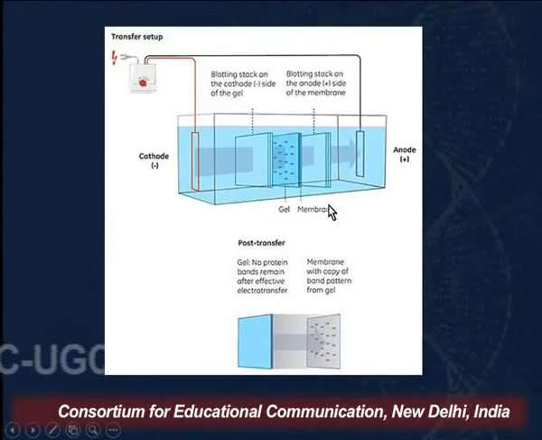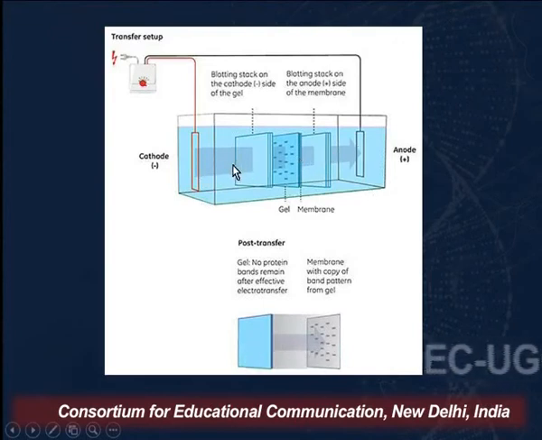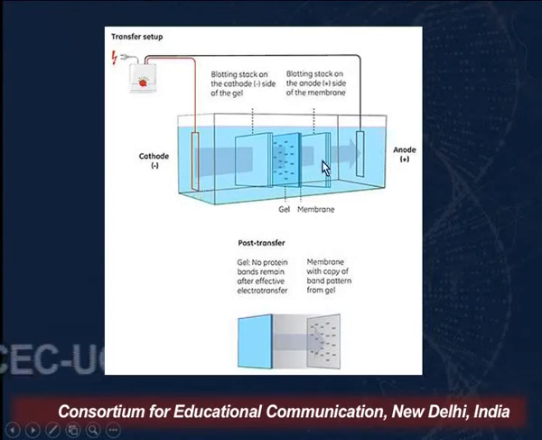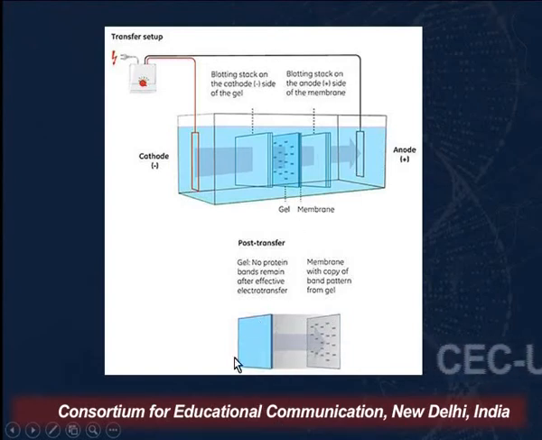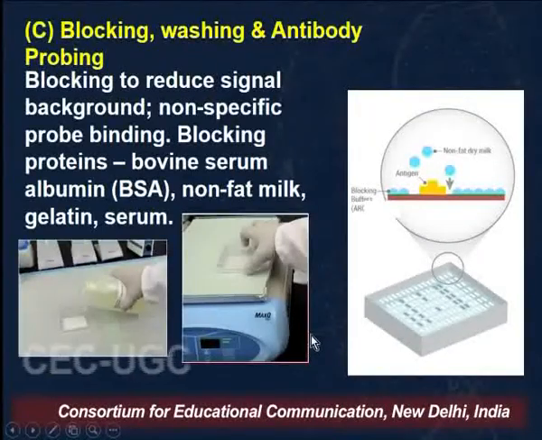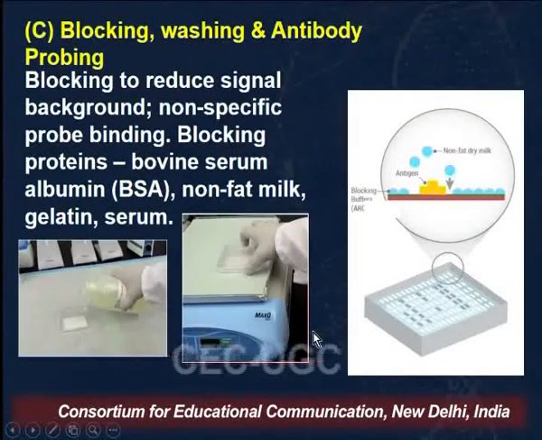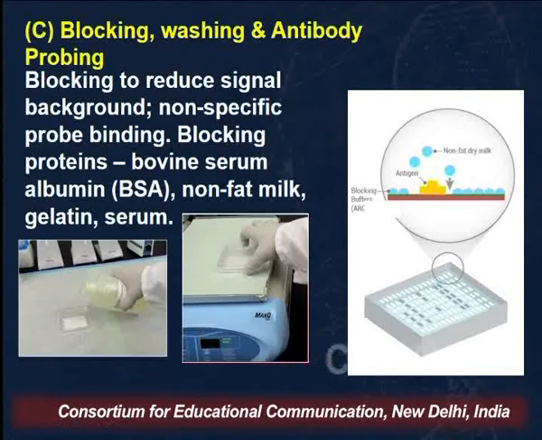So this is again the transfer buffer system. From the buffer system, the proteins will start moving horizontally when you apply the electric supply, and therefore from the gel they go onto the nylon membrane or the nitrocellulose membrane or PVDF membrane, and the gel becomes empty. So this is the electroblotting technique. Then comes the blocking, washing and antibody probing.